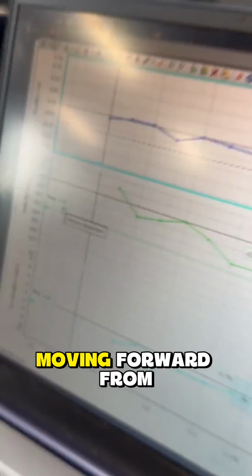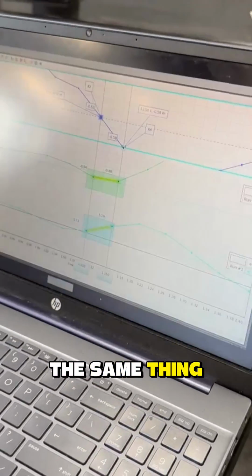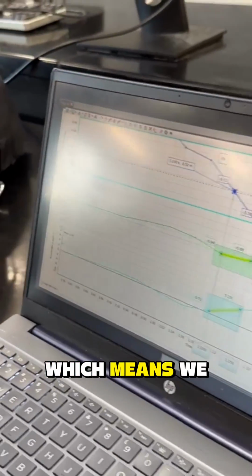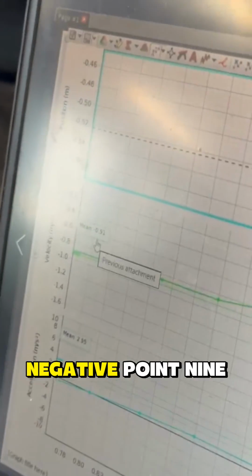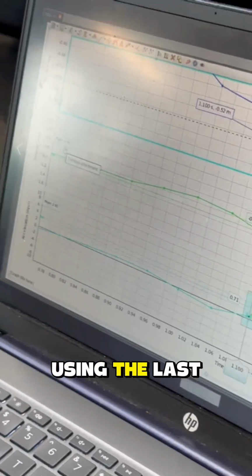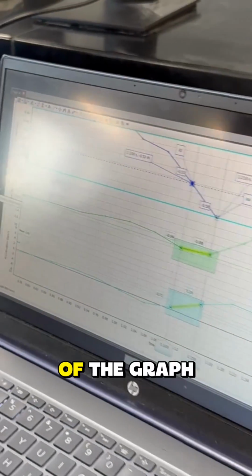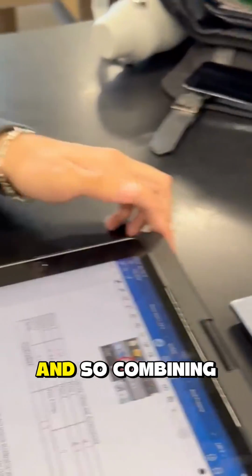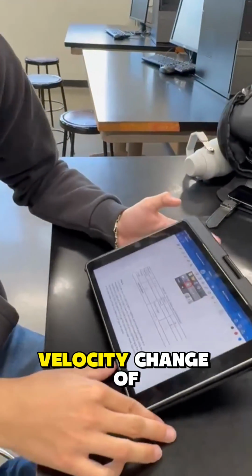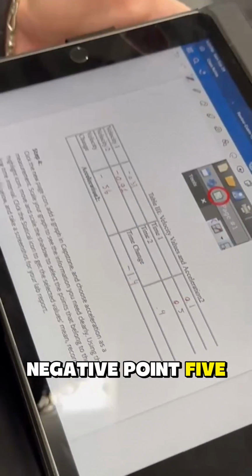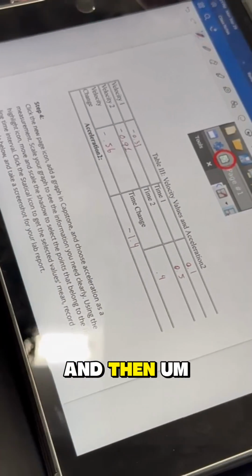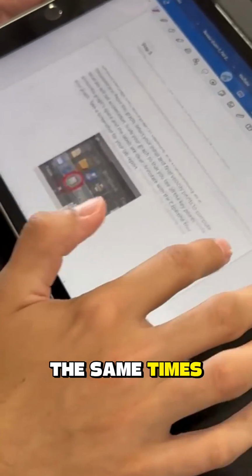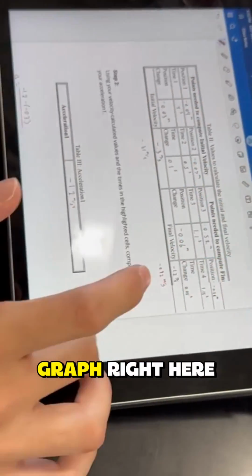Moving forward from here, we did the same thing on the last 2 points, which means we would get a mean of negative 0.91 using the last 2 points of the graph that we got. Combining those two together, we got a velocity change of negative 0.56 right there. And then for the times, we just used the same times originally as we got from the previous chart, graph right here.